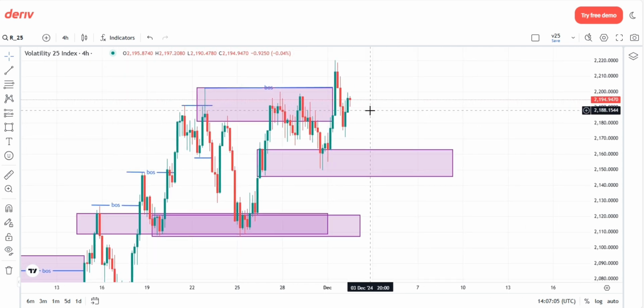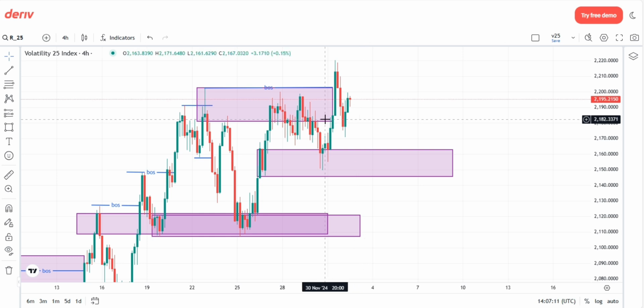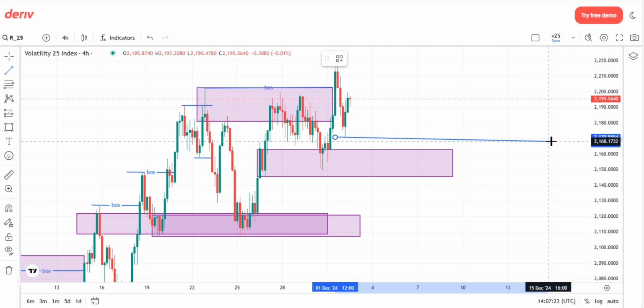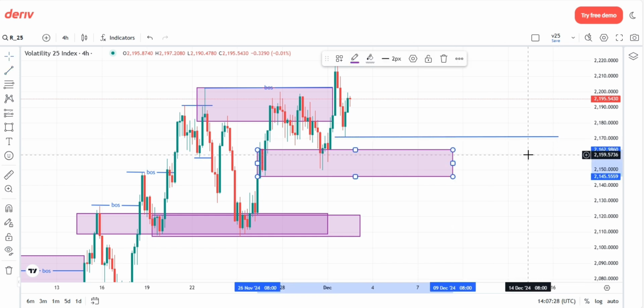So you can see that was the break of structure. So as for me, I now know this market is on a bullish trend, so I'm looking for buying opportunities only. What I'm going to do right now, I'm going to mark areas where I believe there is a lot of liquidity. First, I've got this area.